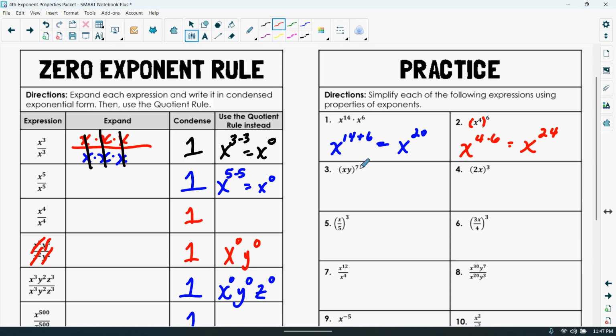Here, we use the power. We have to distribute this power to each term. This is x to the 7th and y to the 7th. Same premise, but we also raise the power to the coefficient. So this is 2 to the third power, x to the third power. The 2 to the third power, we can simplify that to 8, and then you're going to keep your x to the third.